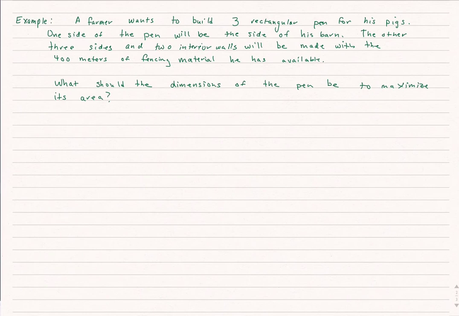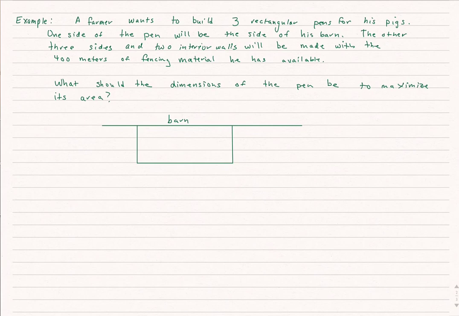Let's do another example. Let's say a farmer wants to build 3 rectangular pens for his pig. One side of the pen will be the side of his barn. The other 3 sides and the 2 interior walls will be made with the 400 meters of fencing material that the farmer has available. What should the dimensions of the pen be in order to maximize its area?